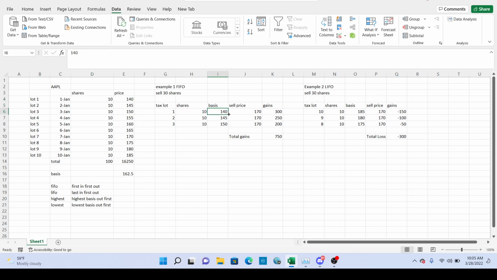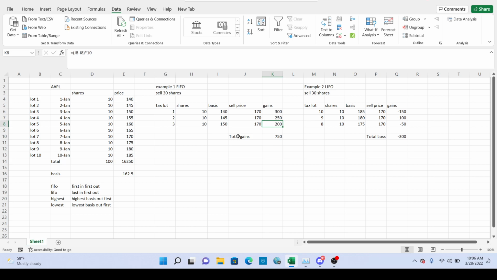Now, our basis is going to be different for each of these because I told you each of these tax lots is its own transaction with its own basis. So our basis here is 140, 145, and 150. Now we sold at 170. This selling price is the same throughout all of these tax lots, okay? Now what is our gain? Well, our gain here is $300 on tax lot 1. It's $250 on tax lot 2 and $200 on tax lot 3.